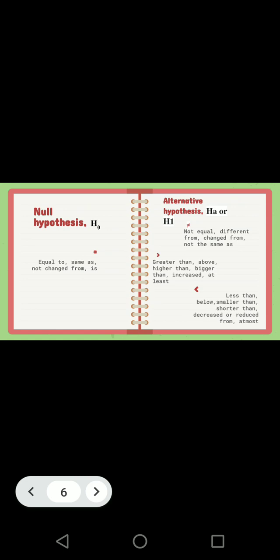Unlike the alternative hypothesis, where for the not equal sign, the words you will read are not equal, different from, change from, not the same as. If the mathematical symbol is greater than, the words you will read in your hypothesis statement are greater than, above, higher than, bigger than, increase, and at least. And lastly, for less than, the words you will read in the statement are less than, below, smaller than, shorter than, decreased or reduced from, and at most.